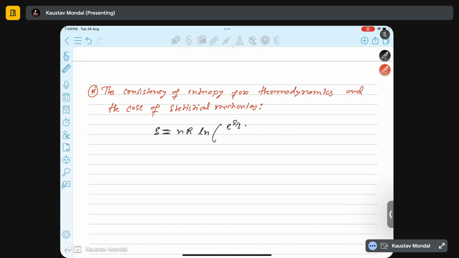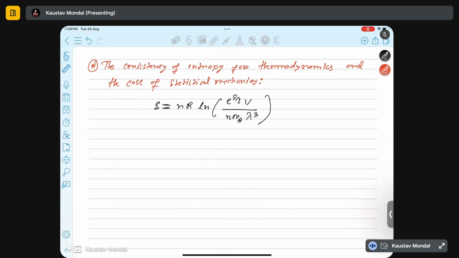Integral 5 by 2 V by A into NA lambda Q. So here the expression of the lambda is basically given into the beta h square 2 by n to the power half, right? Or you can write it like this also, 2 by n kt, or whatever format you prefer, you can write in that format.